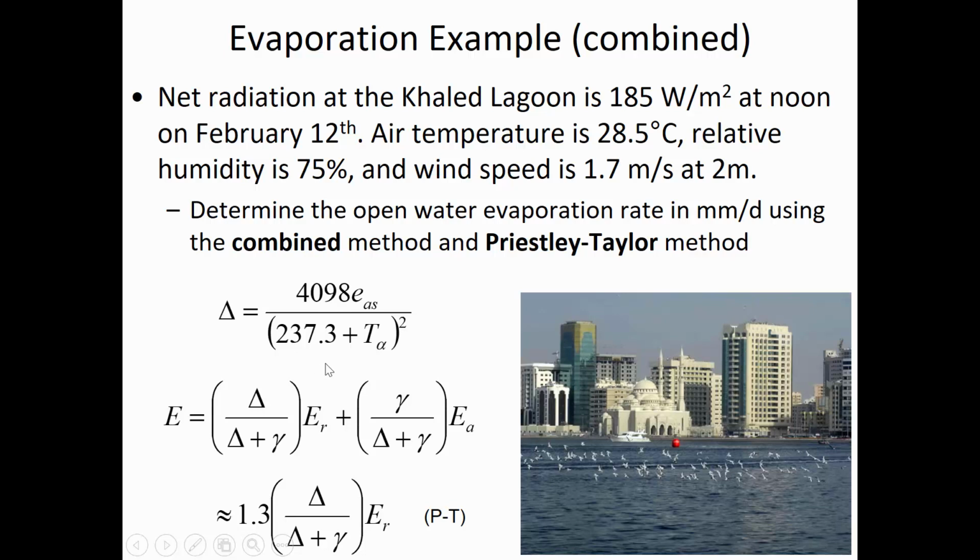So you previously calculated in the steps before that E sub r was 6.54 millimeters per day, and the E sub a that we just did in the previous example is 2.18 millimeters per day. So now what we need to do is calculate delta and then use it to compute E with the full combined method, and then see what that says in terms of millimeters per day and compare it to the Priestley-Taylor approach.